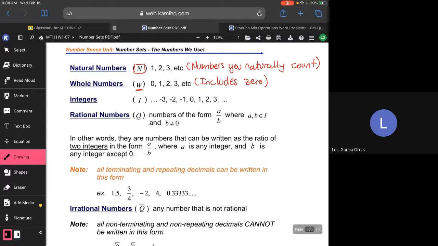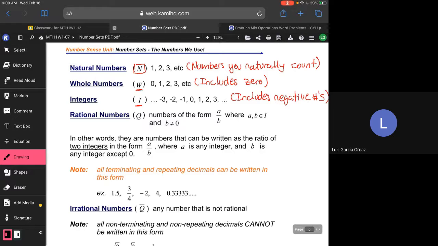Integers, which are represented by I, are examples such as -3, -2, -1, 0, 1, 2, 3. What is different between integers, whole numbers and natural numbers? What is the main difference? Shireen? Yep. So this includes negative numbers. And that is represented by I.